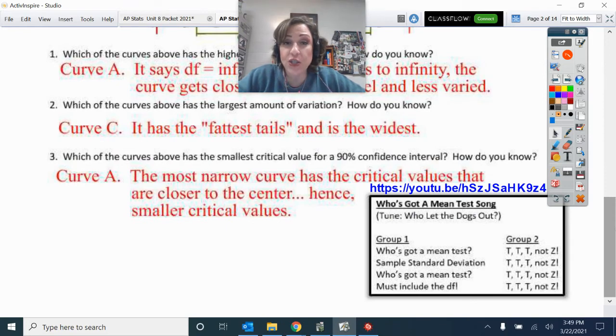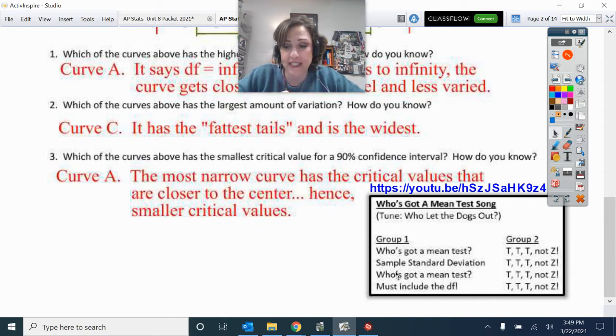We have a song to remind us that when we have means, we use T distributions. And it says, so this is kind of like a little group participation. Who's got a mean test? T, T, T, not Z.